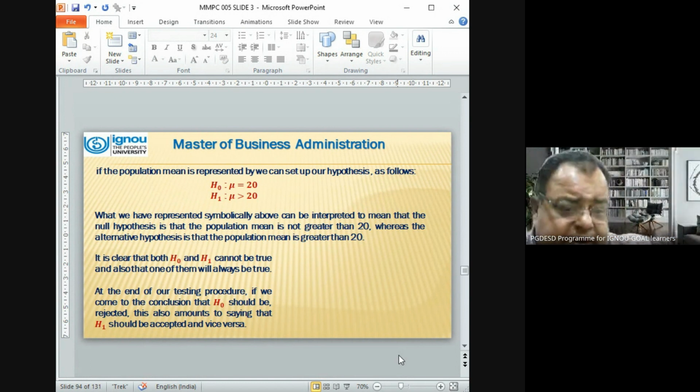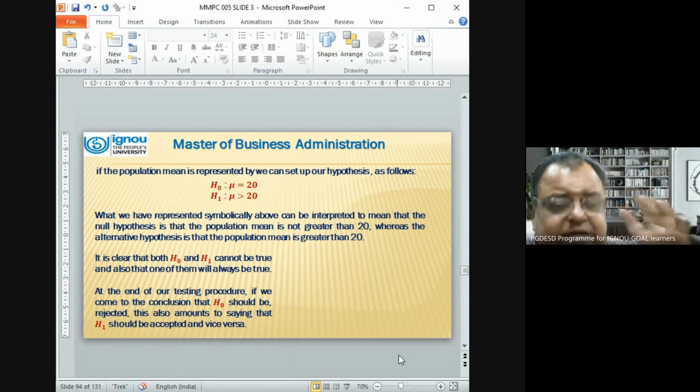At the end of our testing procedure, we come to the conclusion that H0 should be rejected. This also amounts to saying that H1 should be accepted, and vice versa. But this is the basic standard statement. What does the hypothesis procedure mean and how does it have to be answered? We will see in the problem how it is calculated. But right now we are discussing the terminology and the concept of hypothesis.